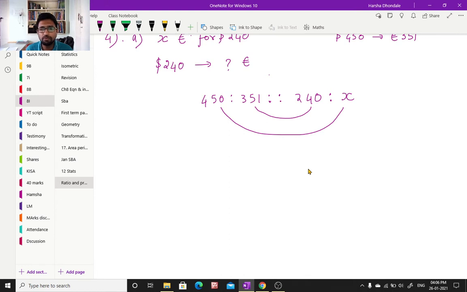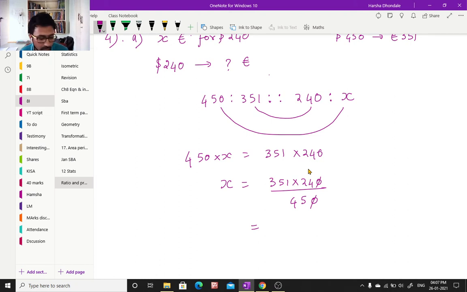Now I will write 450 into X is equal to 351 into 240. Now why did I write 450 into X on the left hand side? Simply because I want the unknown on the left hand side. X is unknown, therefore I have written this on the left hand side. Now solve this further. X is equal to 351 into 240 divided by 450. I just have to solve this to get the value of X.